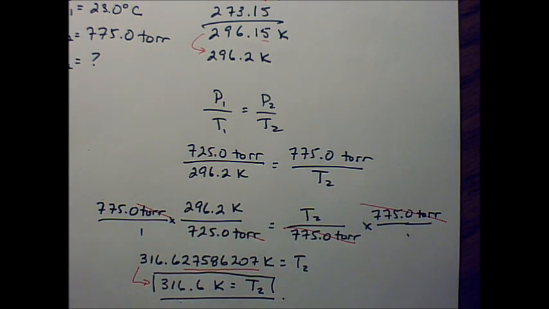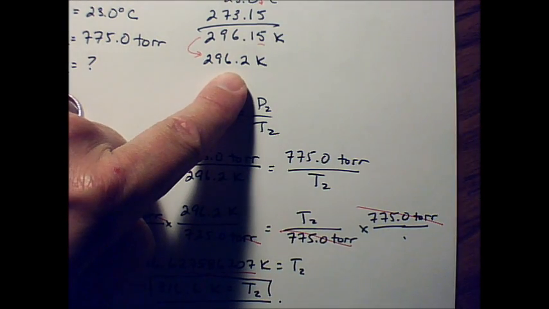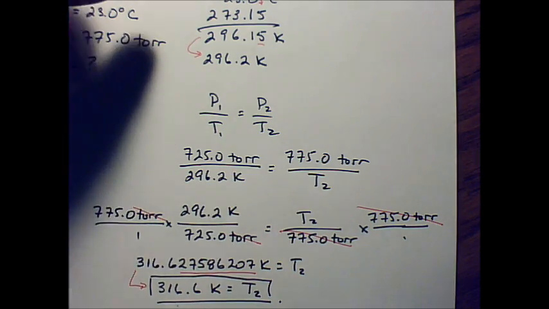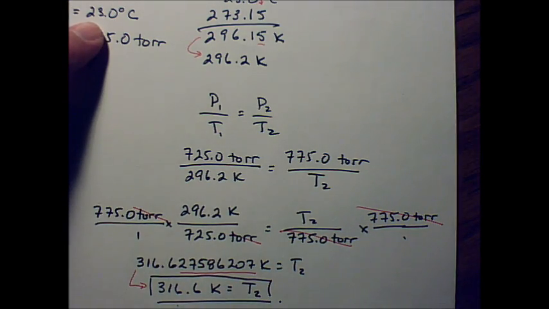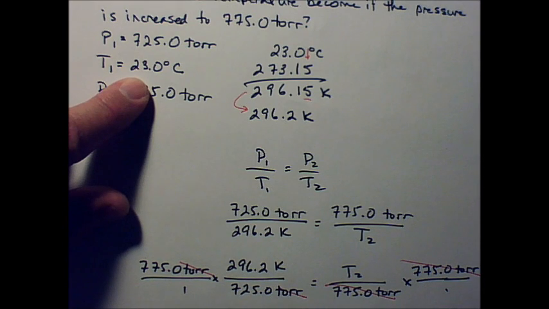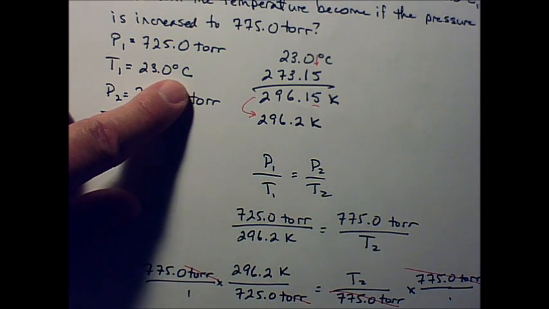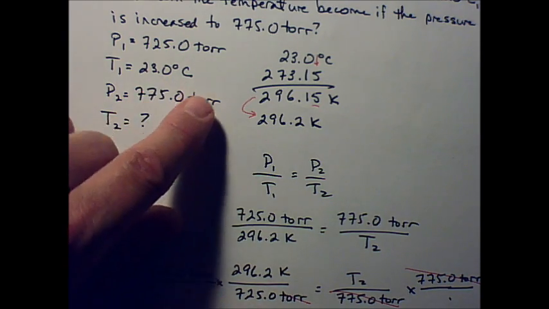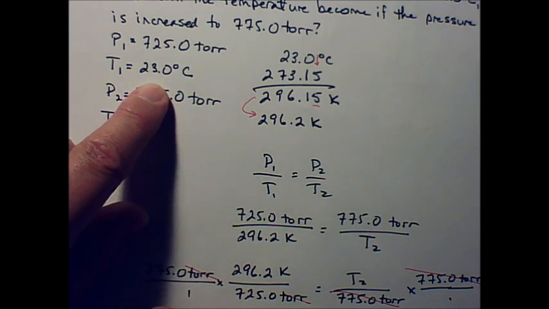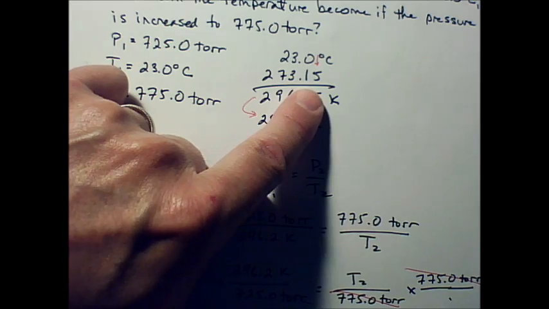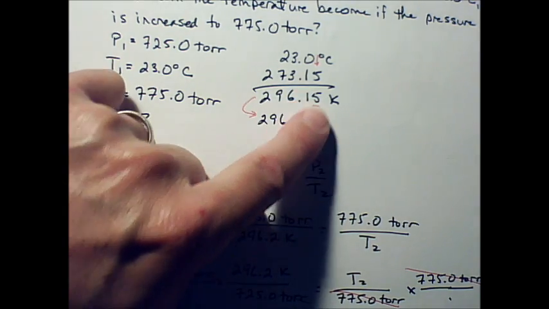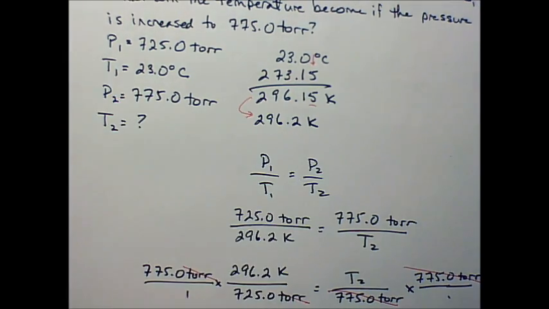How do we do this number here? You cannot calculate gas laws using temperature in Celsius. You must change it to Kelvin, and for the conversion between Celsius and Kelvin, you add 273.15 to the Celsius temperature. And so when you round it off properly, you get 296.2.